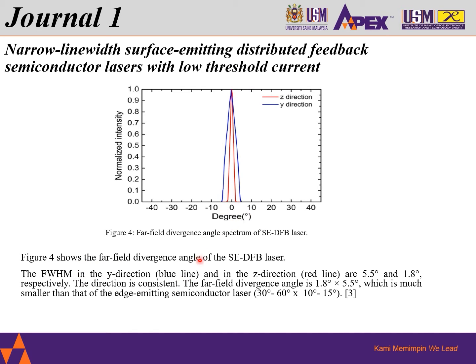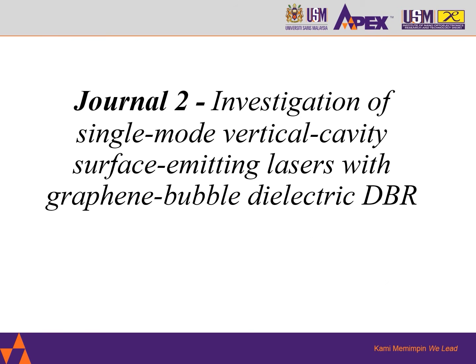So we can conclude that the far field divergence angle is 1.8 degree times 5.5 degree, which is much smaller than the edge emitting semiconductor laser, which has been reported as around 30 to 60 degree times 10 to 15 degree. So we have finished the first journal discussion.